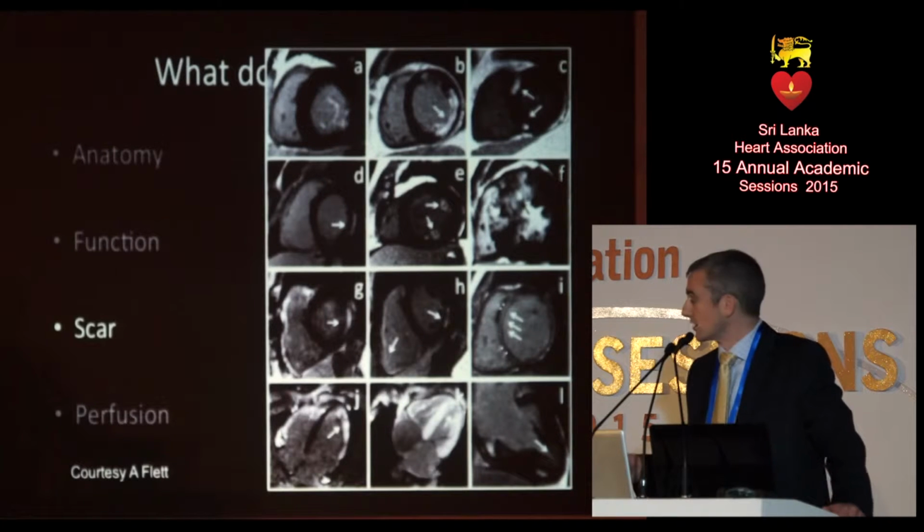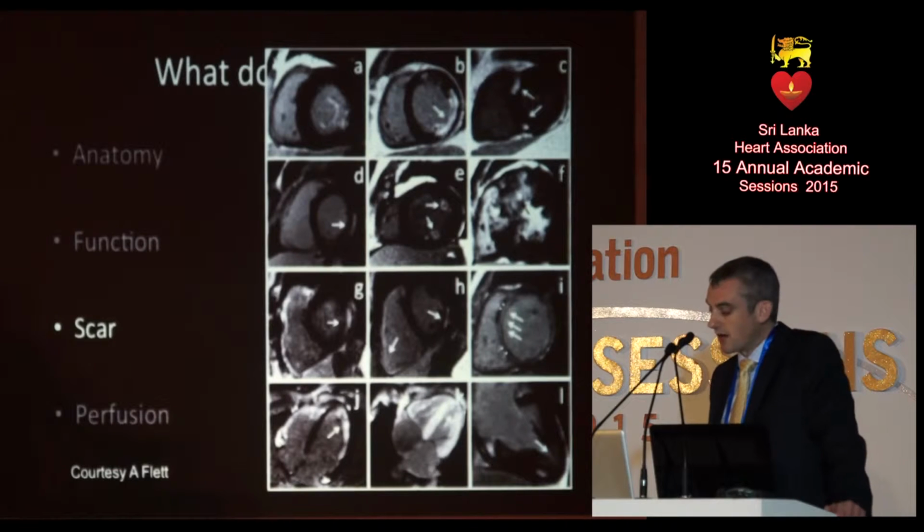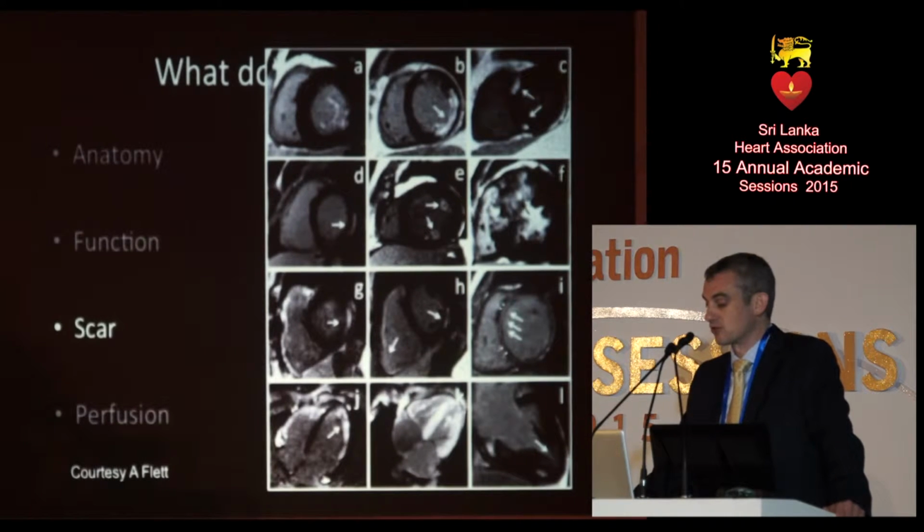In H, we can see that there is late gadolinium enhancement affecting the RV wall as well as the infralateral wall, and this is a case of ARVC, and we're increasingly recognizing LV involvement in patients with ARVC because of more MRI imaging.